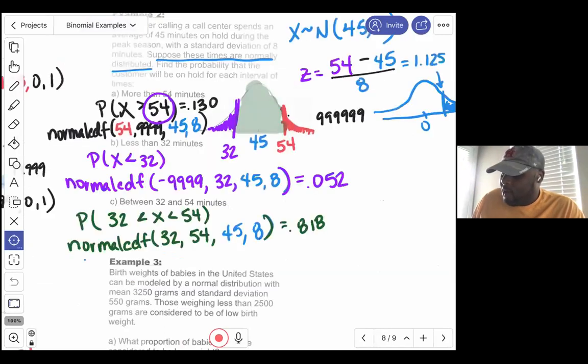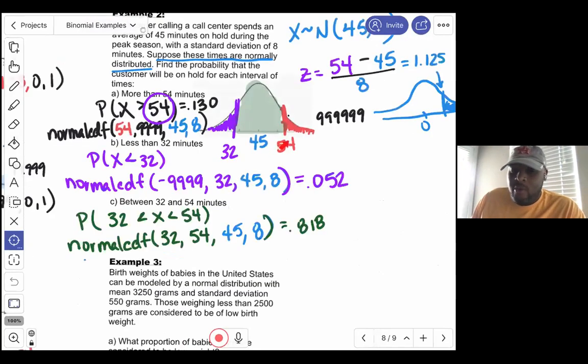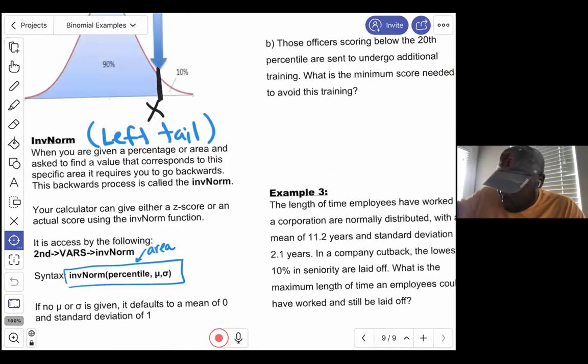Like in this problem up here, when I gave you this 54, you gave me the probability or the area, which was 13%, that corresponded right here. This is basically the top 13%. If this is 13% on this side, back behind it is 87%. So this value right here, 54, represents the 87th percentile. If I give you a percentile, you're going to be able to tell me a number that represents that percentile. So let's look at the example.